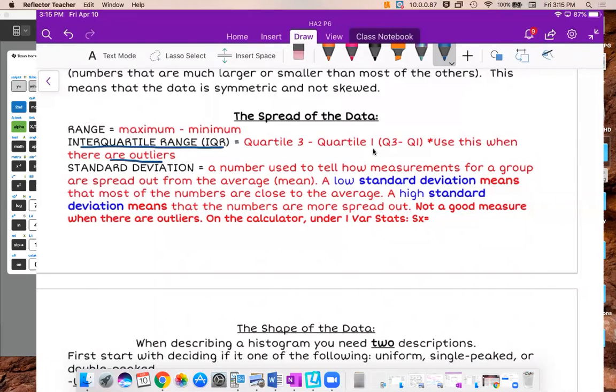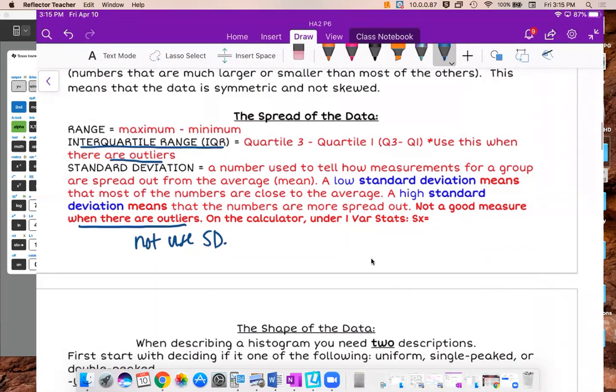And then you have a standard deviation, which is just a number used to tell how measurements for a group are spread out from the average, or the mean. How far are they from the average? A low standard deviation number means that the numbers are close to the average, and a high standard deviation means that the numbers are more spread out. This is not a good measure when there are outliers. So if you have outliers, you do not want to use standard deviation. And then on the calculator, we'll talk about this, but it's the Sx whenever we go to that data.